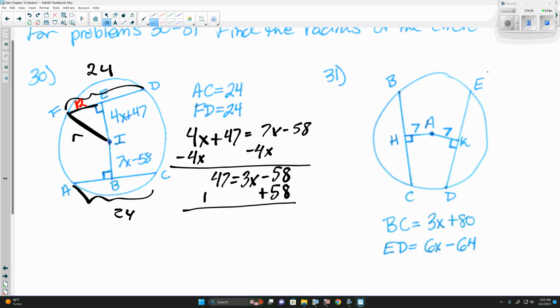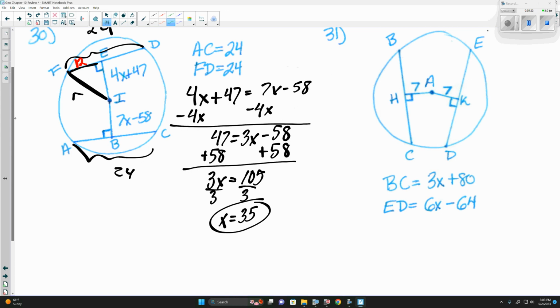At this point here, we would add 58 to both sides, telling us that 3x is equal to 105. And last but not least, we can divide both sides by 3, telling us x is 35. Any questions on how we found the value of x?